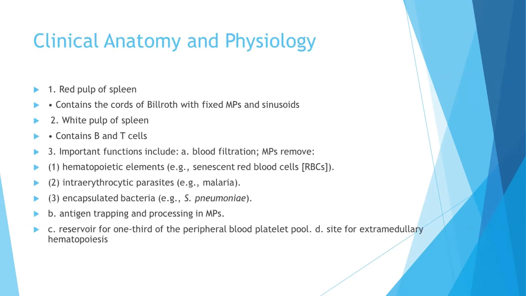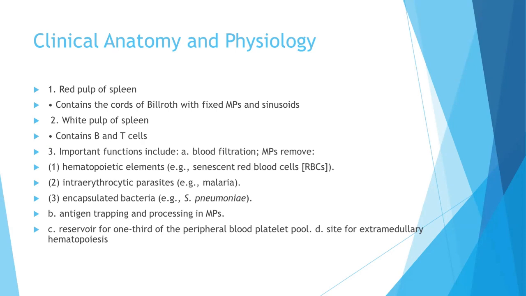The clinical anatomy and physiology of the spleen. Let's discuss something about that. The red pulp of the spleen contains the cords of Billroth with fixed macrophages and sinusoids. The white pulp of the spleen contains B and T cells. The important functions include blood filtration. Macrophages remove hematopoietic elements like senescent red blood cells, intraerythrocytic parasites like malaria, and encapsulated bacteria like Streptococcus pneumoniae.